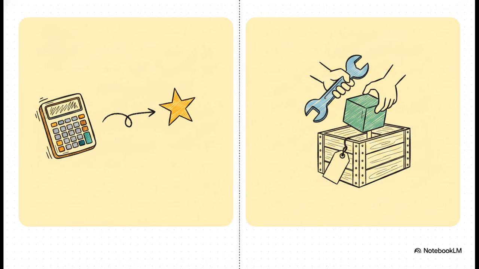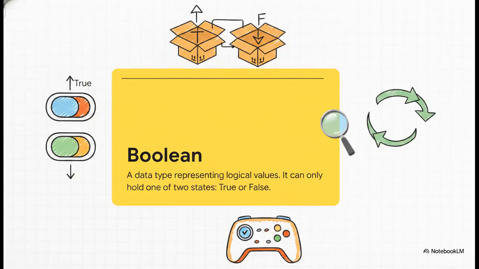Think of variables like labeled storage boxes. When we type name equals Dave, we are using a statement to drop the text Dave into a box that we've labeled name. From then on, Python knows exactly what's inside that box. So what actually goes into those boxes?